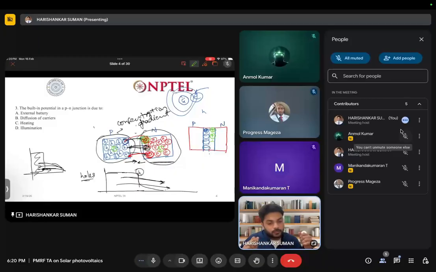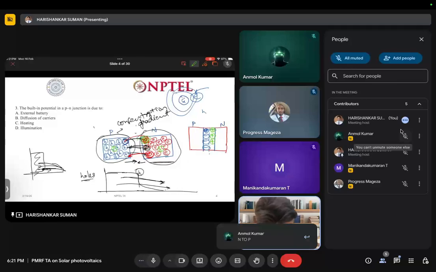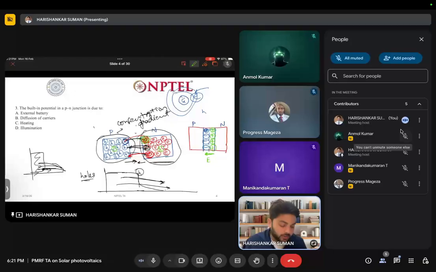What will be the direction? Do you know? It is from higher potential to lower potential side. You can say P to N or N to P. The electric field always goes from higher potential, positive charge, to negative. So positive to negative. This is the electric field direction, the built-in electric field.